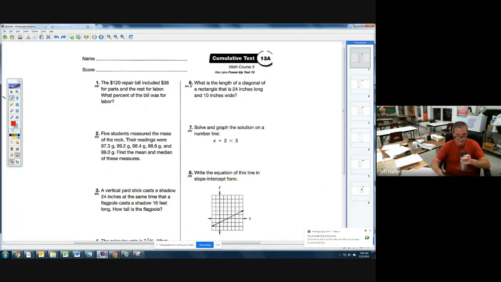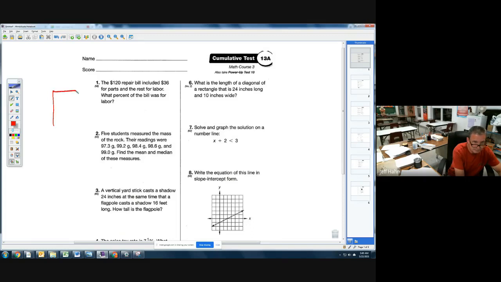Number one, a $120 repair bill includes $36 for parts and the rest for labor. What percent of the bill was for labor? And I know we get confused on this. What percentage? It doesn't talk about an increase or decrease in percent. This is just a simple percentage thing. So you just have your percent box.